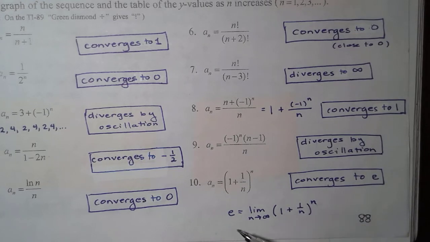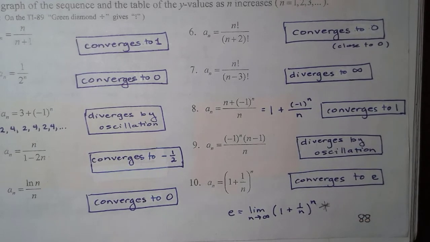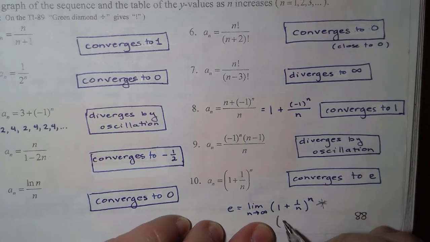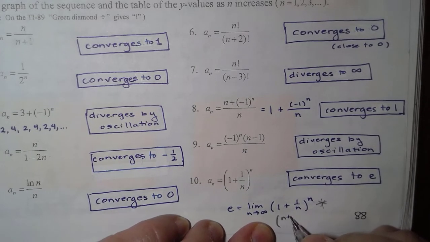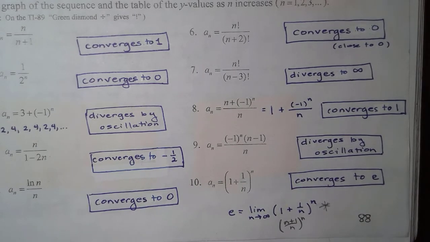This is something you need to know. e is the limit as n goes to infinity of 1 plus 1 over n to the n, or you could write this as n plus 1 over n to the n. Either way, you need to know that. That is a very important number for you to know.